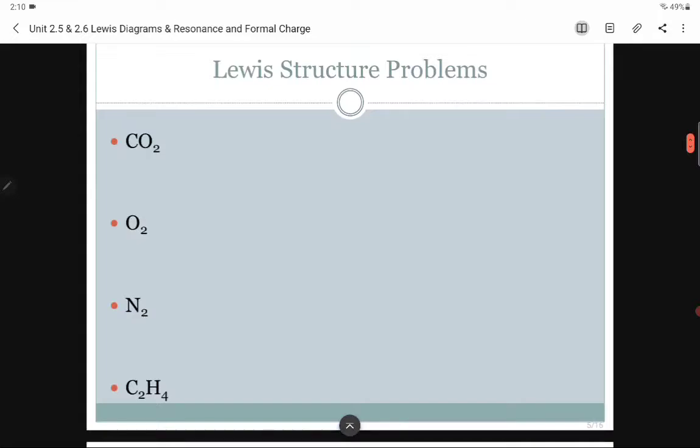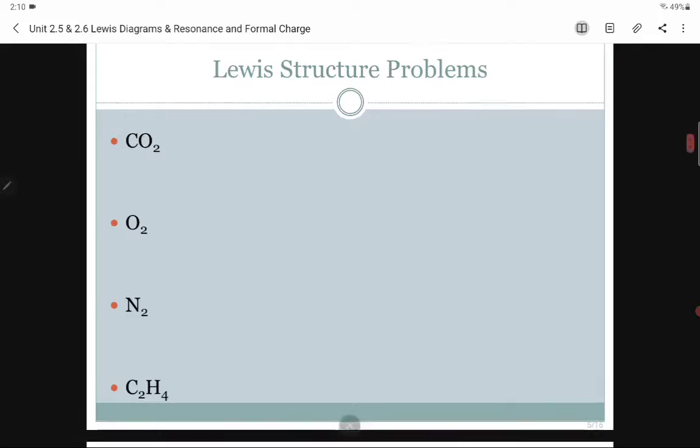Okay, for time constraints, I'm not going to go through and do every one of these. You should practice these. You can Google the Lewis dot structures of these after you attempt them. But I'm going to show you the way I would go about doing them for the first time.